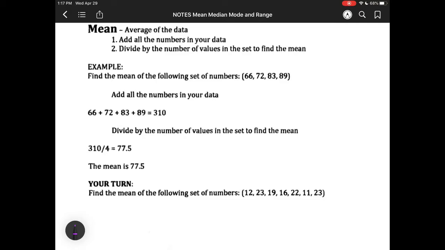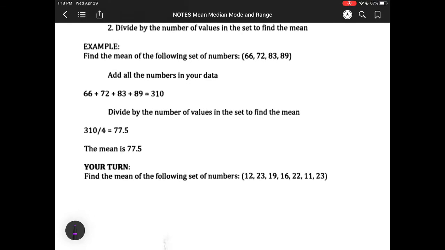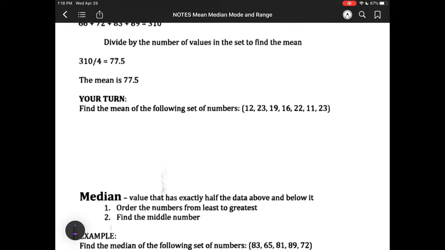They're in order. So they've already added our numbers together. So add all the numbers in your data. 66 plus 72 plus 83 plus 89 is 310. So there are four numbers. It says divide by the number of values in your set to find the mean. 310 divided by 4 is 77.5. So the mean is 77.5.